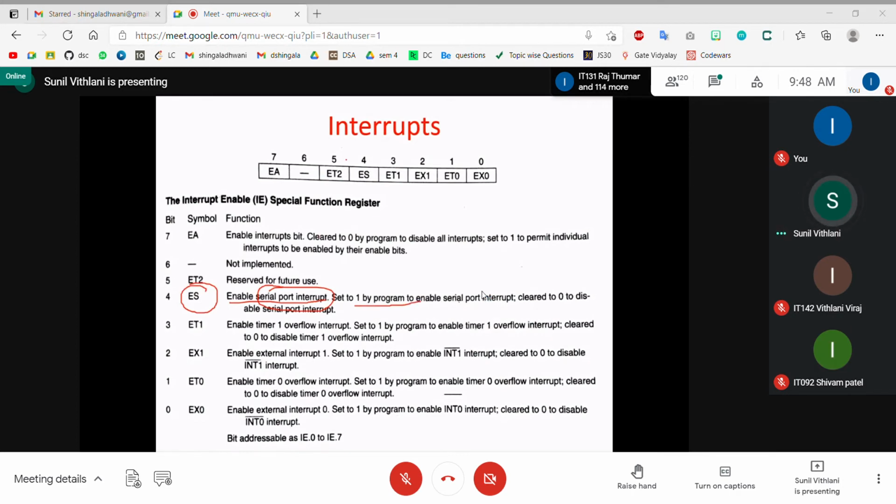And this is not used. We are not using this. This is reserved for future. So we will generally keep both these bits at 0 0.